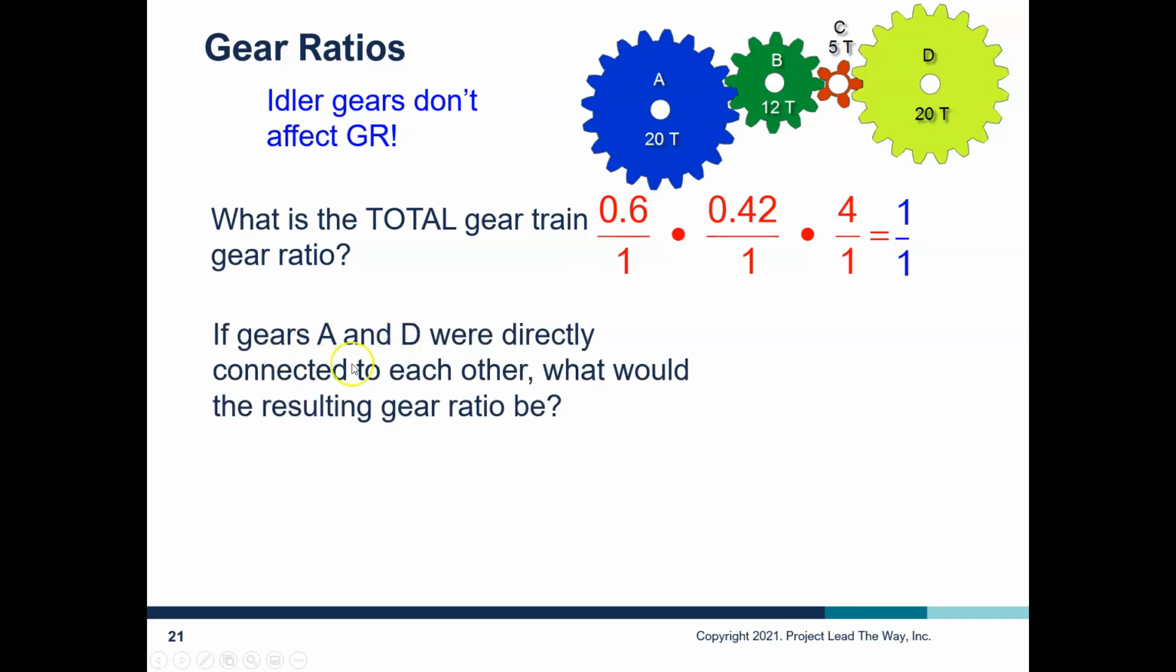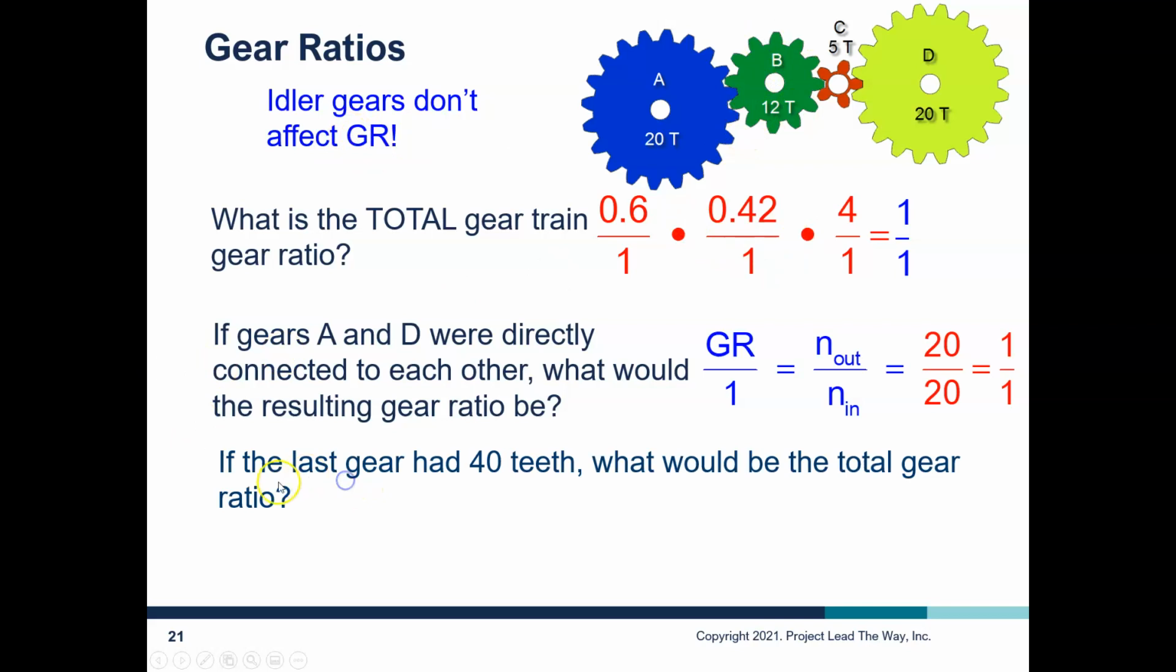If gears A and D were directly connected to one another, what would the resulting gear ratio be? Well, we know that this gear would be the input, this would be the output, and so we'd have 20 over 20, and again, you can see that we're also left with 1 over 1. So the idler gears don't affect the gear ratio, okay?